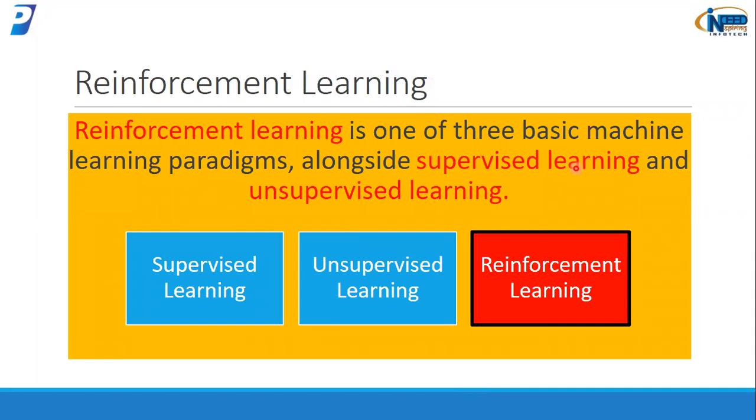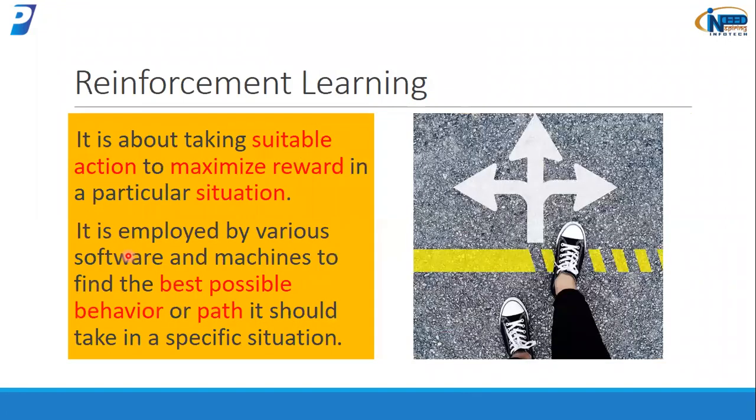Reinforcement learning is one of the three basic machine learning paradigms. So here you can see supervised learning, unsupervised learning and reinforcement learning are the primary learning paradigms or approaches in machine learning. Reinforcement learning is about taking a suitable action to maximize the reward in a particular situation.